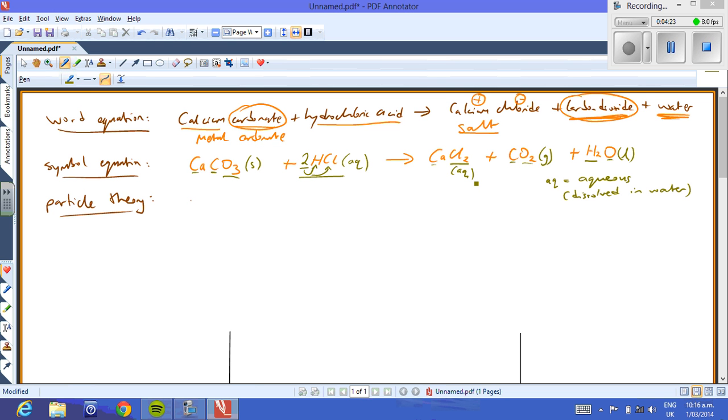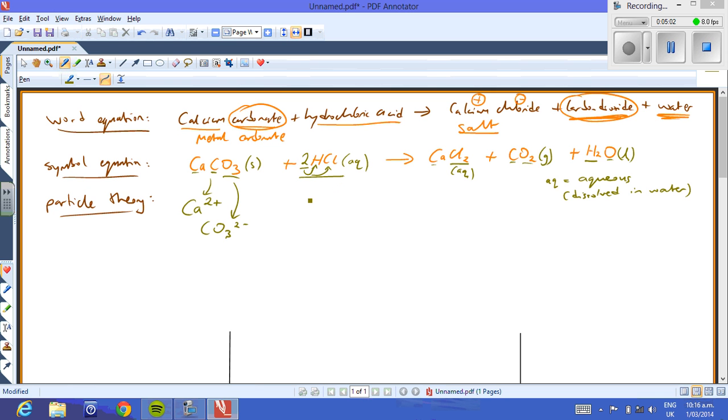Now this is important because aqueous means that they're actually dissolved in water. So if we use particle theory, the calcium carbonate is a solid to start with. What happens when we add the acid to it is that the ions also break up in the water from the acid. So particle theory is as follows. You have a calcium ion and a carbonate ion, and they both come from the dissociation, or the dissolving, of the calcium carbonate in the diluted acid.